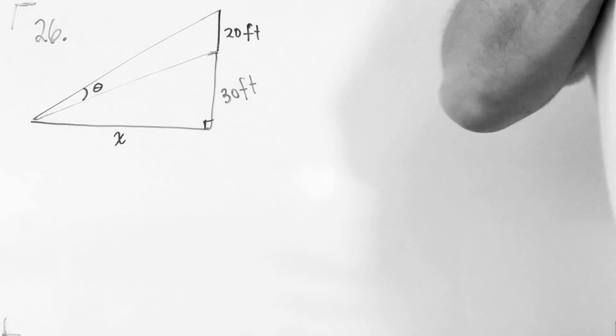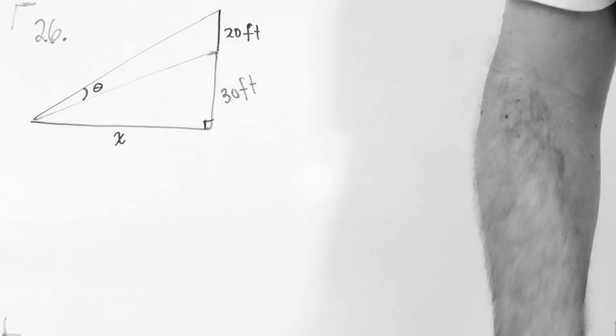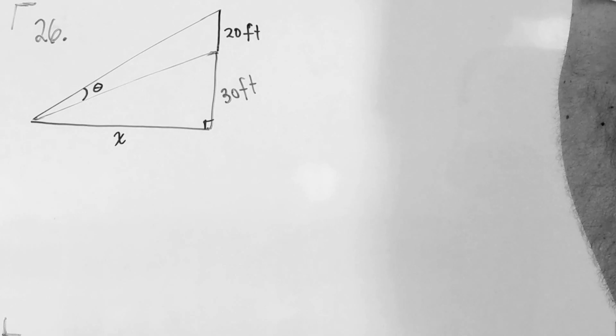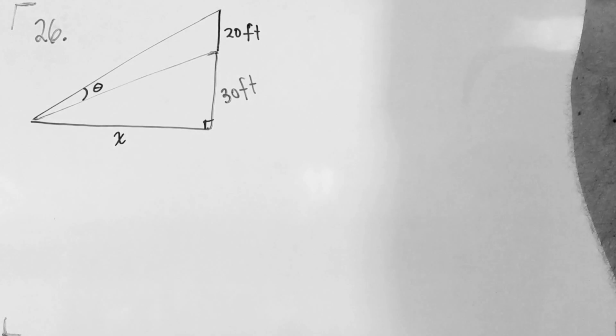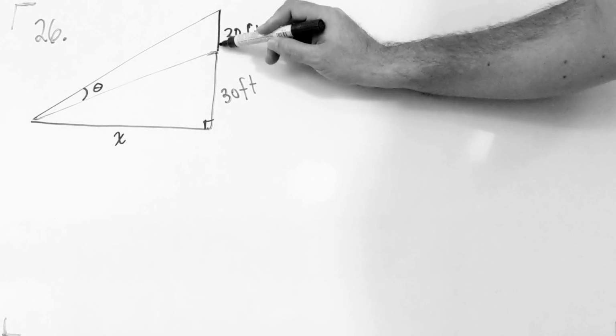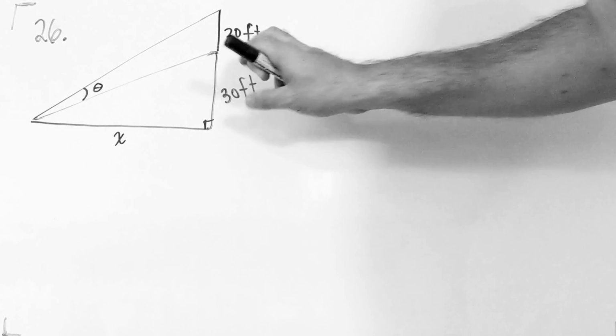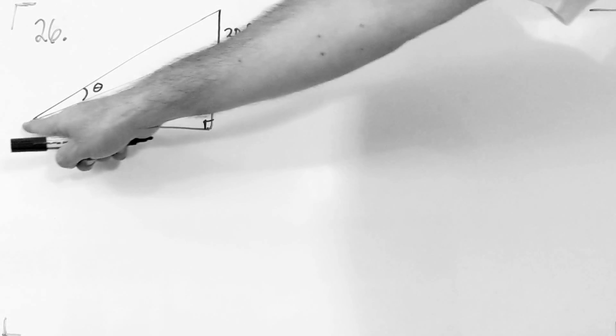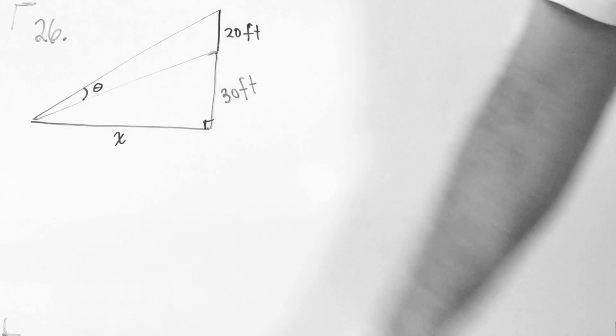Okay, so this is problem 26. I'm going to read it. Exit sign problem. The base of a 20-foot tall exit sign is 30 feet above the driver's eye level. So this represents the exit sign and it starts 30 feet above the driver's eye level. This is where the driver is.